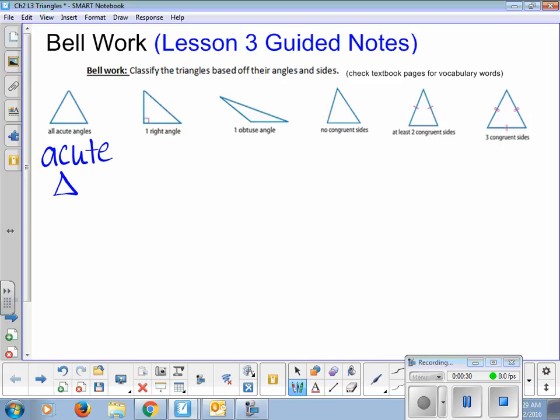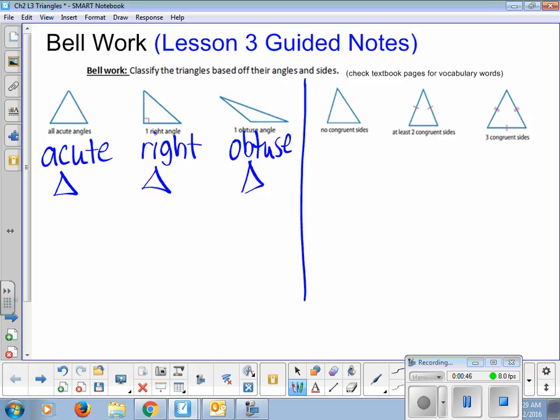If it has one right angle, it would be what type of triangle? Yep, a right triangle. One obtuse angle, obtuse triangle. So these three on the left-hand side are all about the angles in the triangle. On the right-hand side, they're about the side lengths. If there are no congruent sides, what would we call that? Scalene triangle.